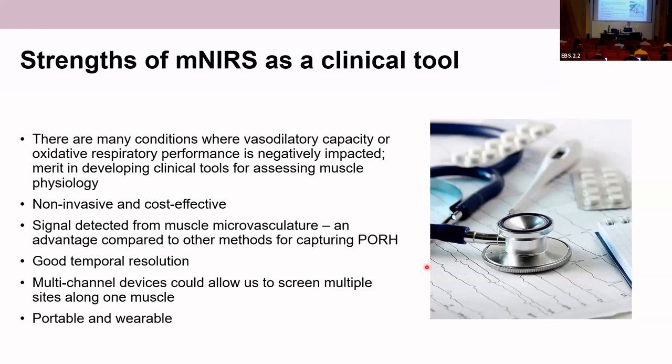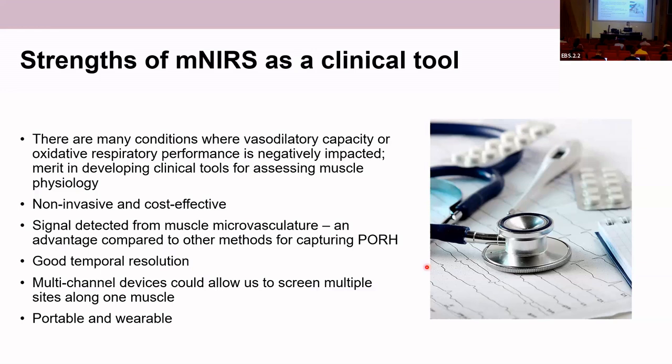mNIRS is non-invasive and it's really cost effective. So I think it's fantastic. It has big advantages to, for example, a biopsy. And again, Kevin said this yesterday, but you would really want to know that you needed a biopsy before you had one. So if you could do a measurement that suggested there may be deficits in the mitochondria, and therefore let's do a biopsy to really understand the detail, I think that's fantastic.